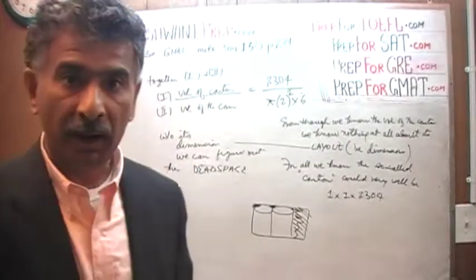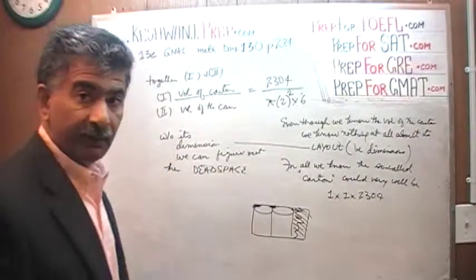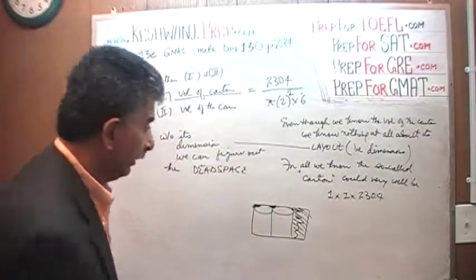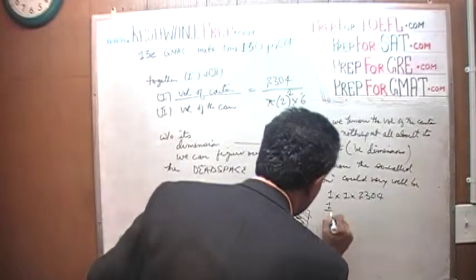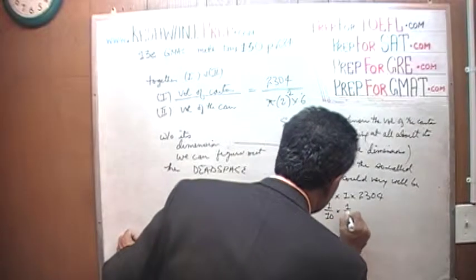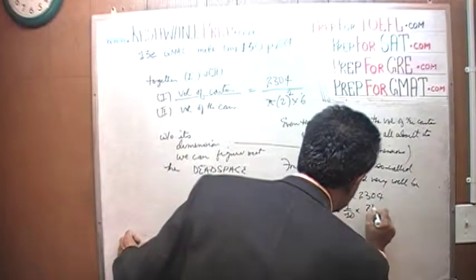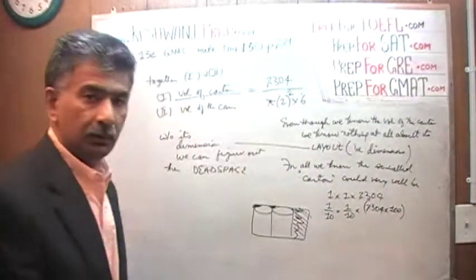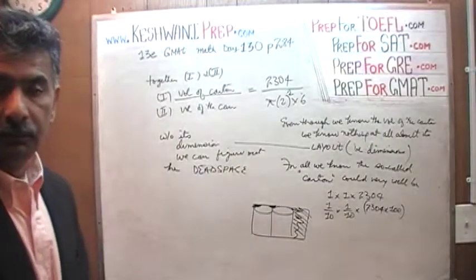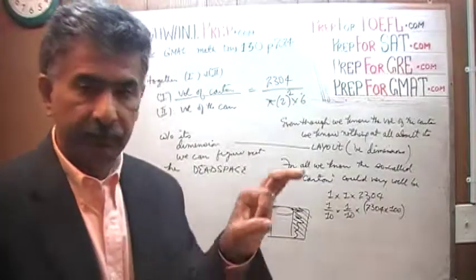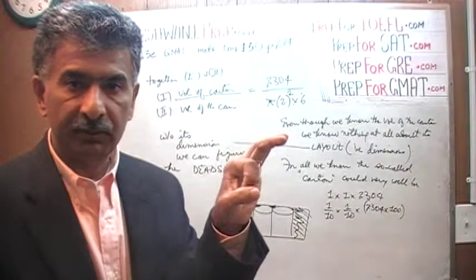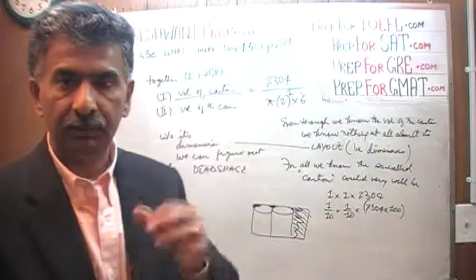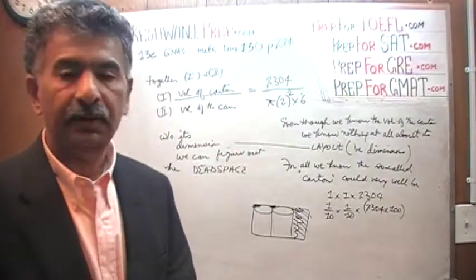We can go even more bonkers. We can go even more crazy. We can say maybe our so-called carton is 1/10 by 1/10 by 2304 times 100. Why not? There is no restriction on it. So now it's a very small square, 1/10 of an inch by 1/10 of an inch, and a very, very long tube. Nothing is going to fit in.